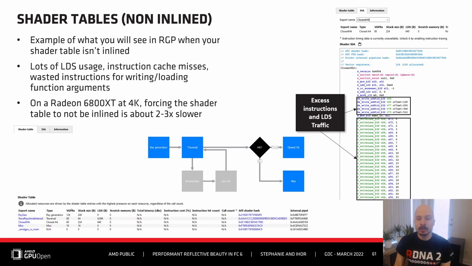And if you look at it, you'll notice that there's a lot of excess instructions that need to be executed, as well as extra LDS traffic. All of this is just mimicking a function calling convention. It's not executing the code that we have in our HLSL, it's just pipelining things together. And it's a lot of extra work. So on a Radeon 6800 XT at 4K, forcing the shader table to not be inlined for Far Cry 6 makes everything run about 2 to 3 times slower than it would otherwise for the actual ray tracing operation.